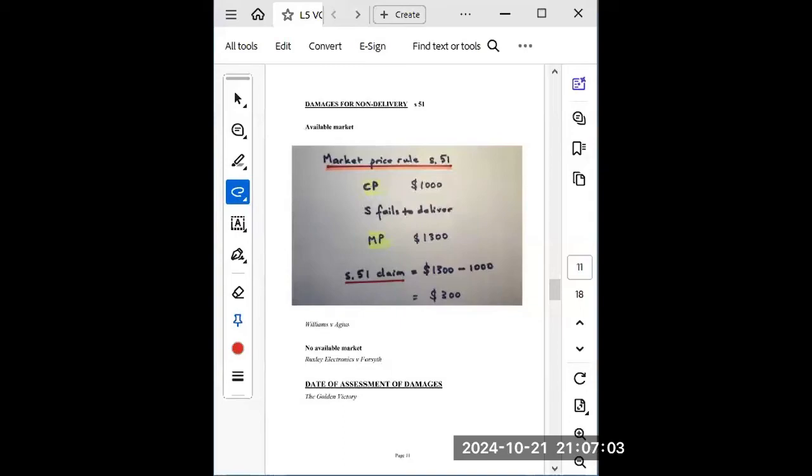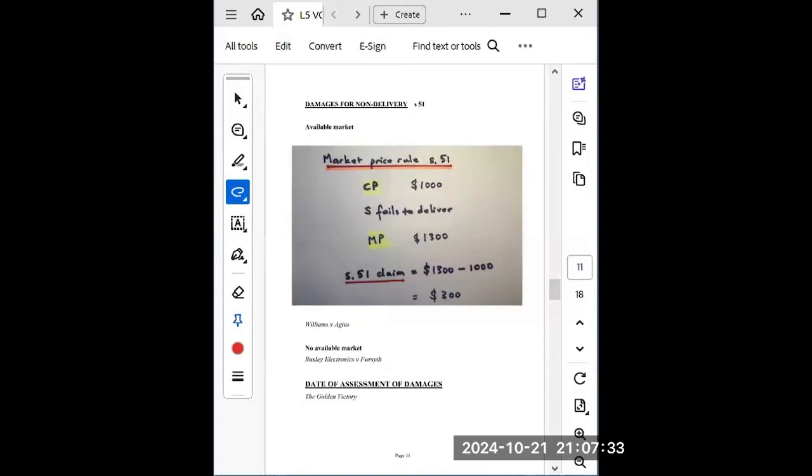So the point about this case is that if the buyer buys special goods, in other words, there is no available market and the seller is in breach, usually the court will allow the buyer to claim his cost of repair under Section 51, but not always, not if the cost of repair is excessive.